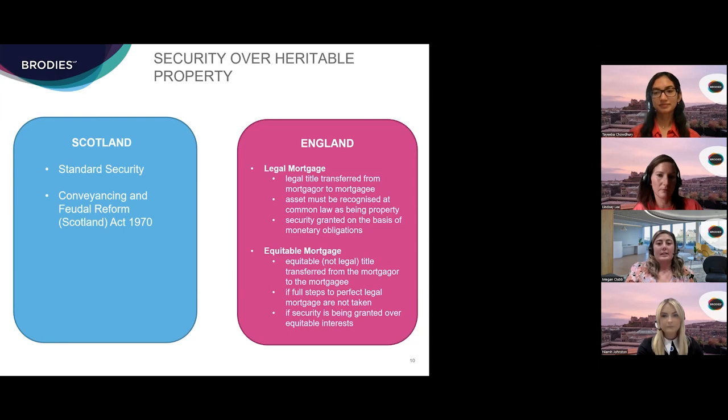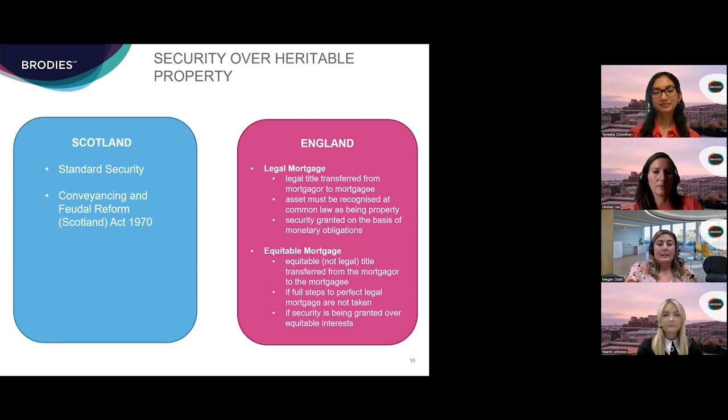A standard security is a creation of statute and is contained within the Conveyancing and Feudal Reform (Scotland) Act 1970. And its sole function is to enable security to be taken over heritable property by anyone who requires to do so. A standard security can be both granted by and in favour of individuals and companies. A standard security can be granted over land or a registered lease if it's for a period of longer than 20 years. In order for a security to be perfected, the standard security must be registered against the title number in the Land Register of Scotland. If a company is granting the security, the standard security also has to be registered at Companies House, and Taiba will discuss this later in the session.